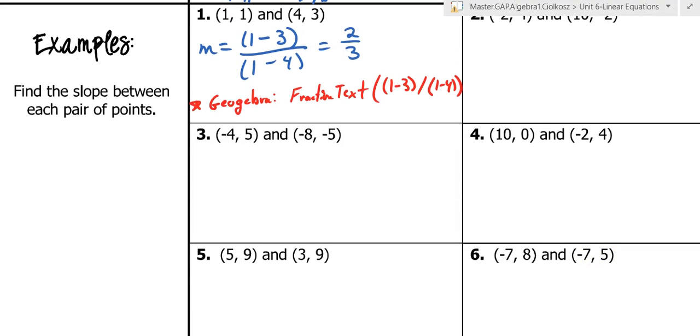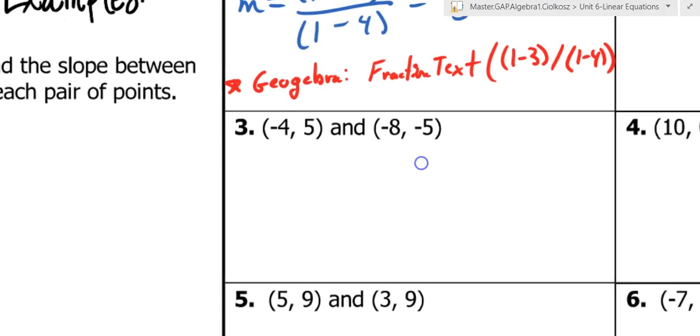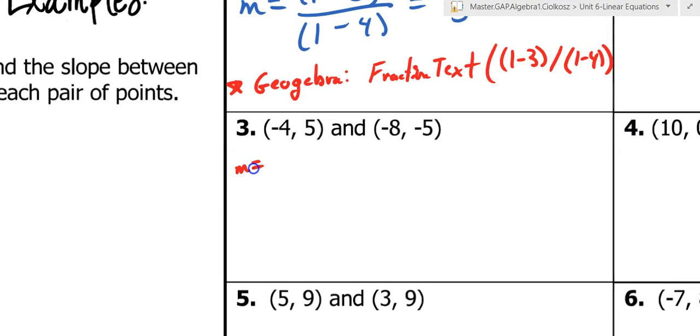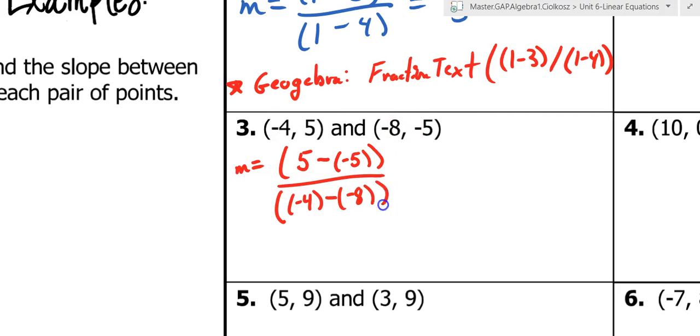Let's take a look at number 3 here. We had some negatives. Using my same type of formula here, I have y1 minus y2, so 5 minus, remember, anytime we have a negative, it gets its own set of parentheses, just like in previous units, divided by x1 minus x2. So negative gets its own set, negative gets its own set. Typing into GeoGebra with all of those parentheses, so our fraction text.